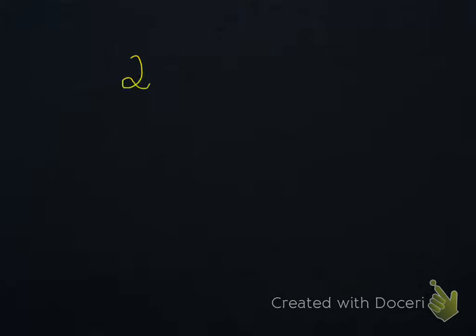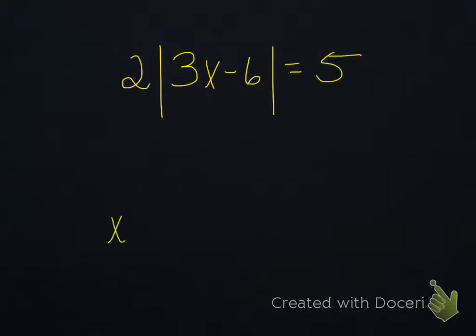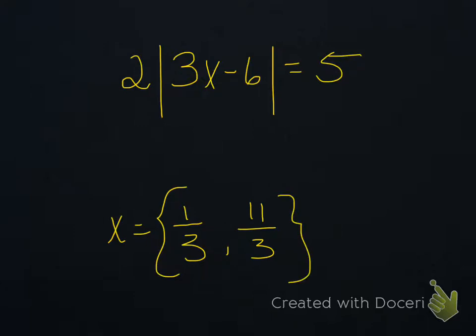We had 2 times the absolute value of 3x minus 6, and that was equal to 5. And we said that x could be equal to 1/3 or 11/3. Those were my two options that I thought satisfied the equation. But remember, I made the problem up, so I do feel a little bit nervous about that. I don't want to publish a video and have it be completely wrong. You know I have made mistakes before.